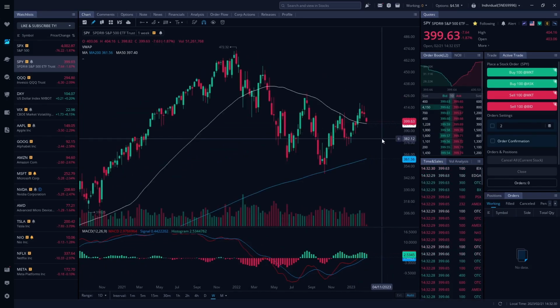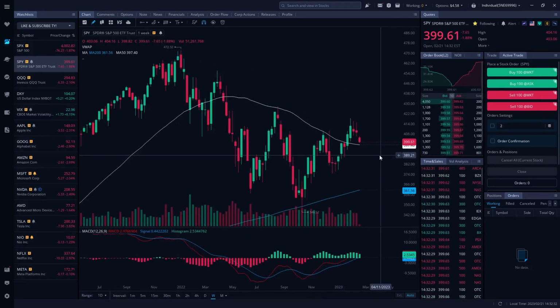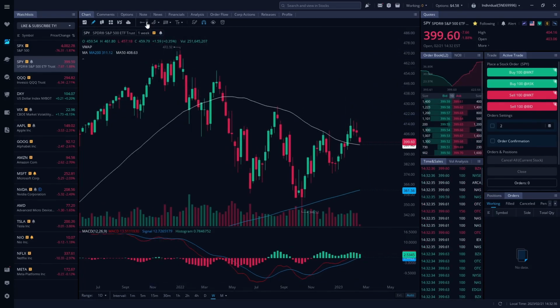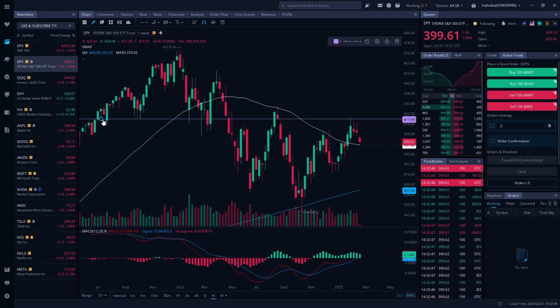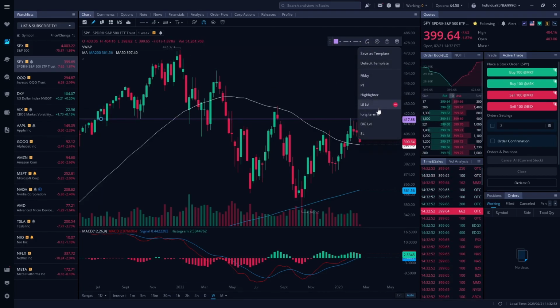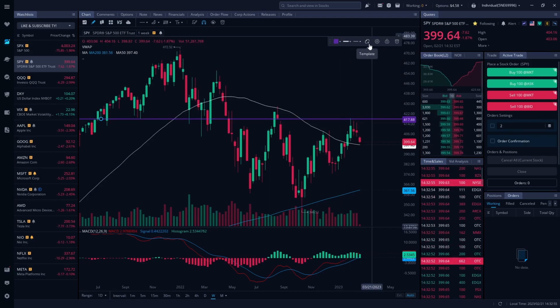Now I'm going to zoom in a little bit because we don't need all the price action, we just need the most recent critical areas. So I'm going to go ahead and start putting down some levels, and I'll explain as I go. We're going to put a level right here, and then I'm going to change the color on my template, and you can do that too, make them however you want.